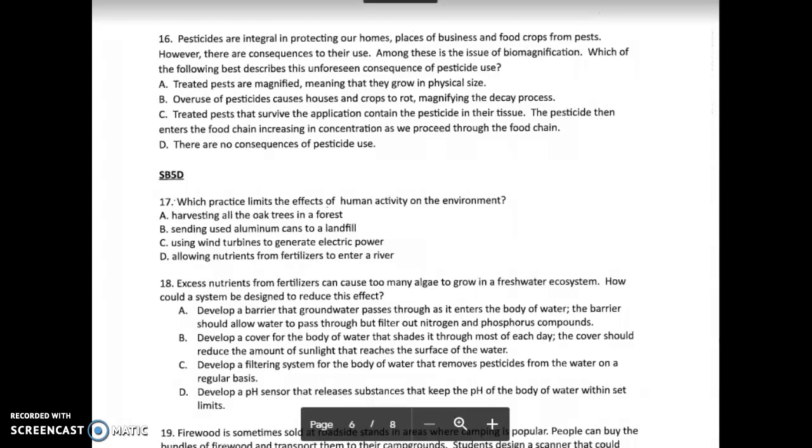Number 17. Which practice limits the effects of human activity on the environment? A, harvesting all the oak trees in a forest. B, sending used aluminum cans to a landfill. C, using wind turbines to generate electric power. D, allowing nutrients from fertilizers to enter a river.